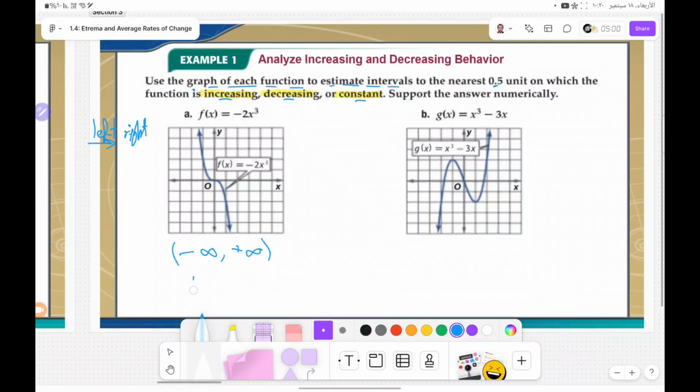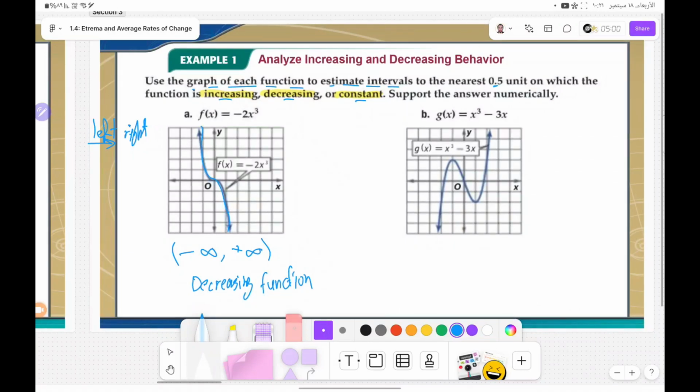So from negative infinity to positive infinity is decreasing. Because the function from the beginning to the end is decreasing, we call this function a decreasing function, because all of the function is decreasing.